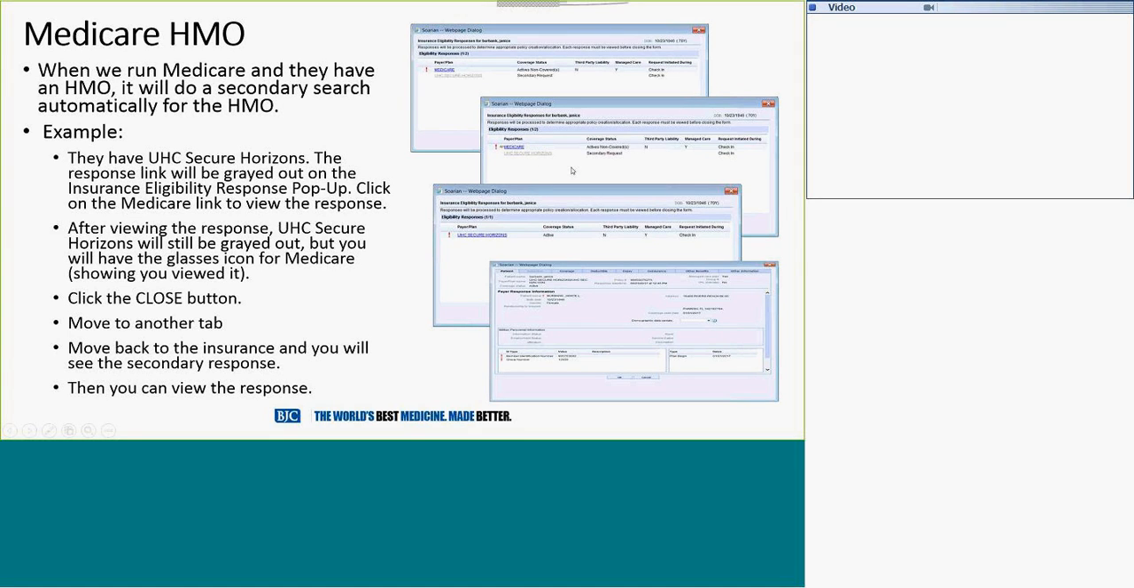And what you will do is go ahead and click your close button to close out of this pop-up. Move to a tab in your registration, and then move back to your insurance. Once you do that, you'll see the secondary response for UHC will be active, so you can go ahead and view that response.